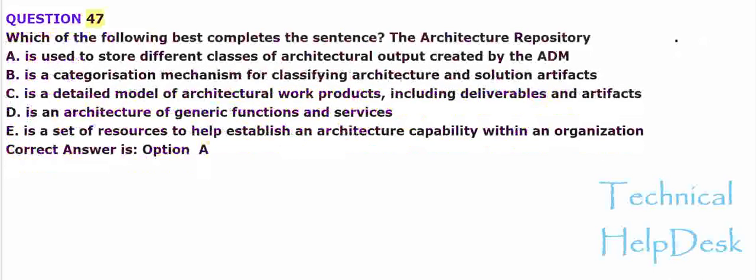Question 47. Which of the following best completes the sentence? The architecture repository. A is used to store different classes of architectural output created by the ADM. B is a categorization mechanism for classifying architecture and solution artifacts. C is a detailed model of architectural work products, including deliverables and artifacts. D is an architecture of generic functions and services. E is a set of resources to help establish an architecture capability within an organization. Correct answer is option A.